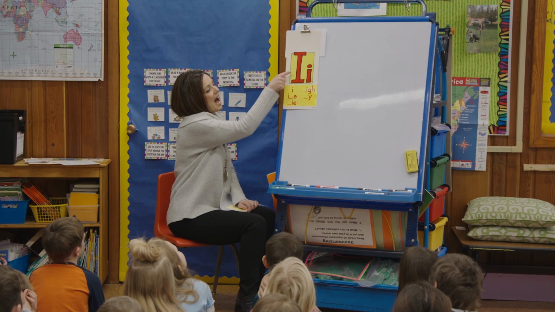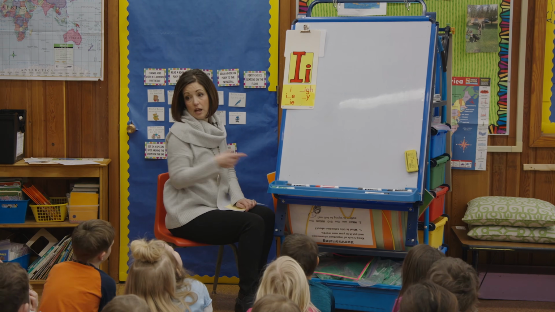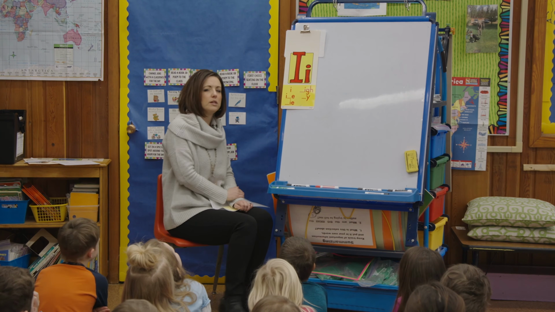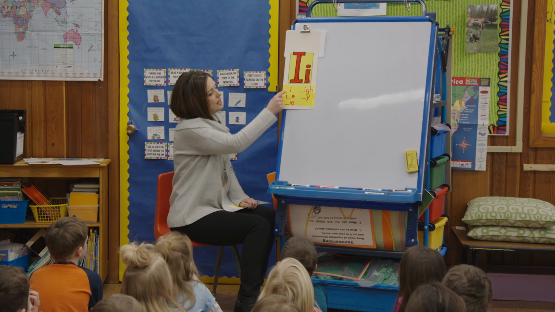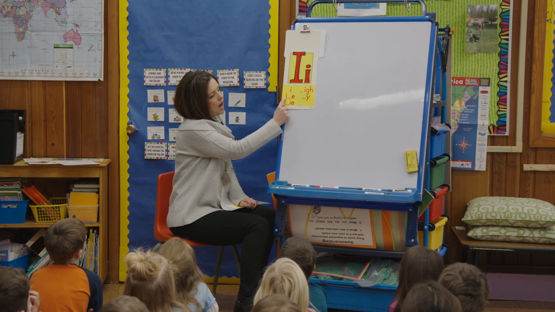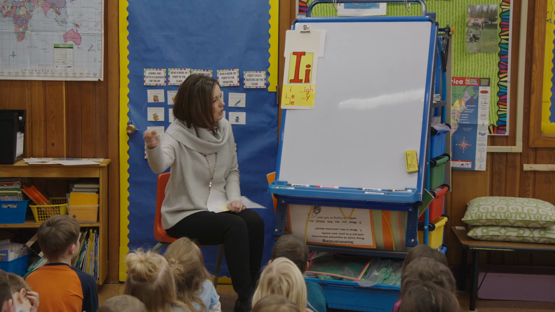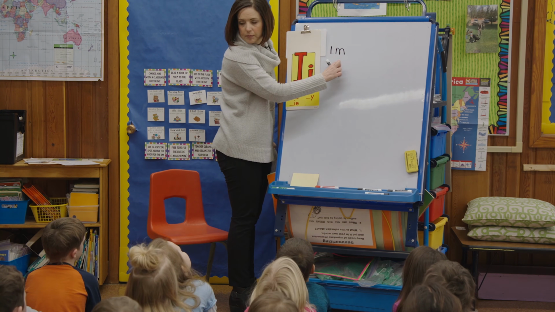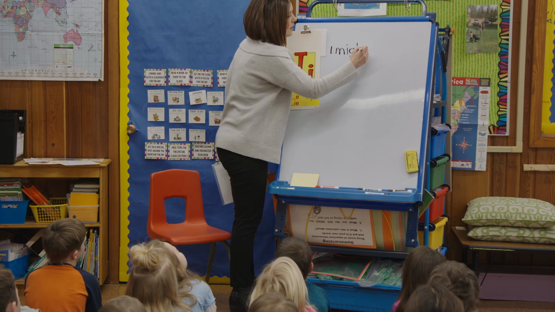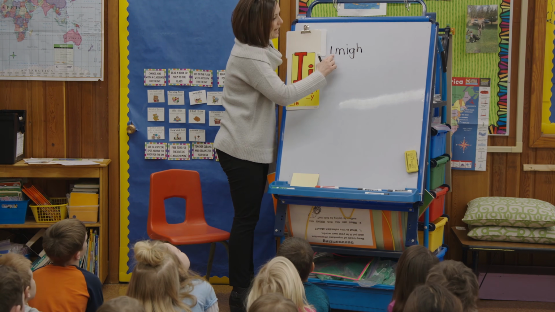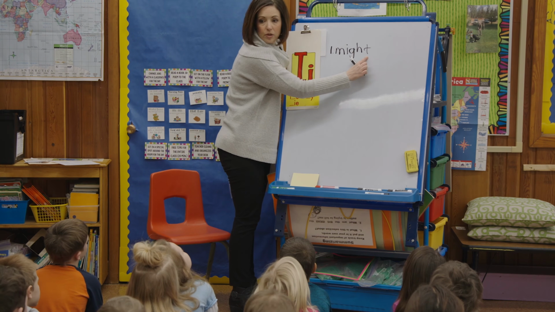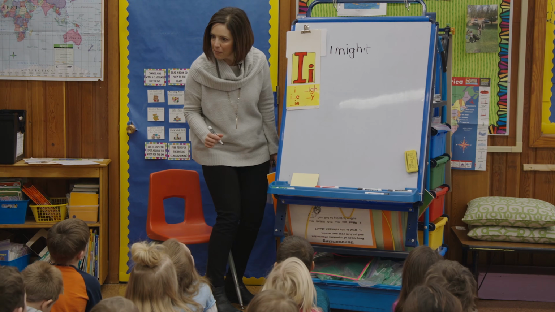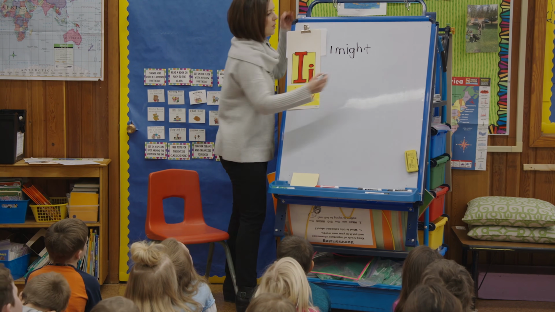What's the first spelling of I, the sound I? I all by itself, and that usually happens in 2-syllable words. Sometimes it can happen in 1 syllable, but it often happens in 2 syllables. The next spelling for long I is I blank E. Good. All eyes up here. First word. Sound. Blend. Sound. Good. Blend. What word? Yes, might. Good job. You got that word.